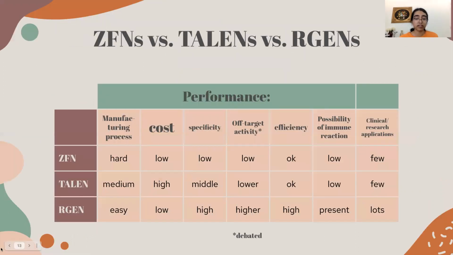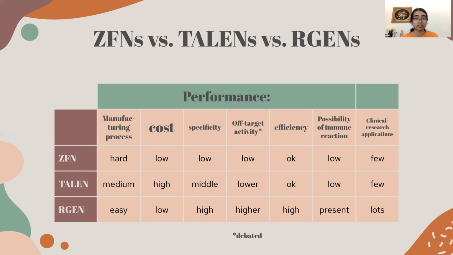In this table, ZFNs, TALENs, and RGENs are compared by manufacturing process, cost, specificity, off-target activity, efficiency, possibility of immune reaction, and clinical and research applications. RGENs are the easiest to manufacture because the only portion that is unique to each different use is the guide RNA. For ZFNs and TALENs, multiple guiding agents need to be strung together in different patterns for each different use.